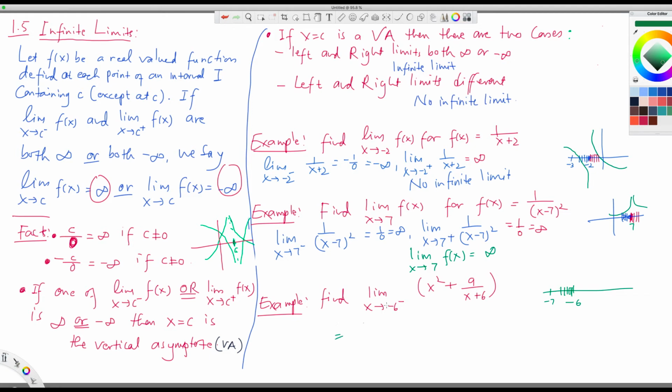So basically, this will equal 36 minus infinity. So this is negative infinity. When you go from the left, the left limit will be negative infinity for this problem. You understand that? So let us see some more examples, okay?